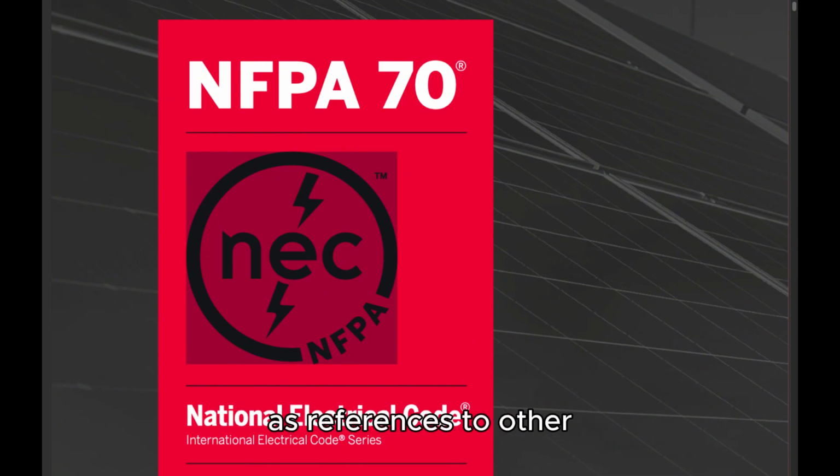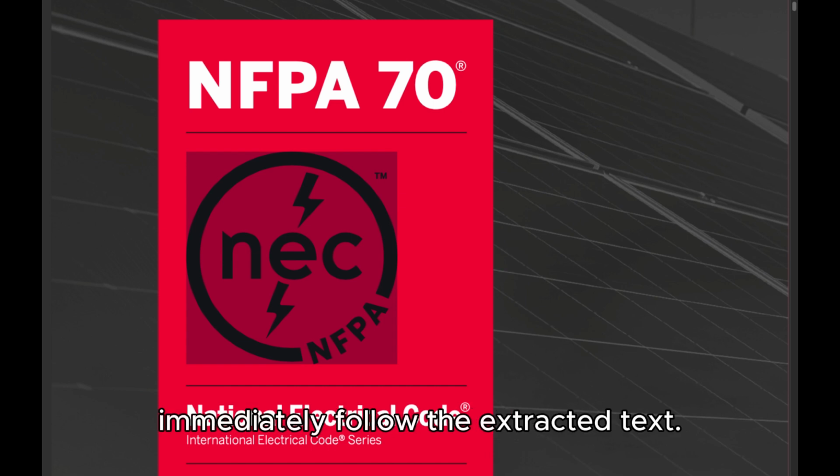Explanatory material. Explanatory material, such as references to other standards, references to related sections of this code, or information related to a code rule, is included in this code in the form of informational notes. Such notes are informational only and are not enforceable as requirements of this code. Brackets containing section references to another NFPA document are for informational purposes only and are provided as a guide to indicate the source of the extracted text. These bracketed references immediately follow the extracted text.